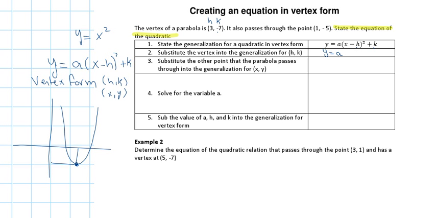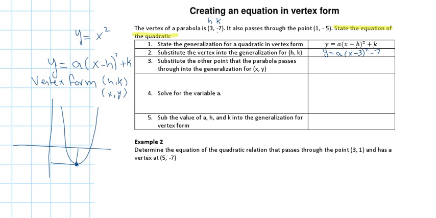Then you're going to start plugging in information. So y equals a(x minus, and then I'm going to replace h with a 3) squared, and then instead of plus k, it's going to be minus 7. Am I done? What am I missing? The a value. I don't know what the a value is, and I need to find it. I can't leave it as a.